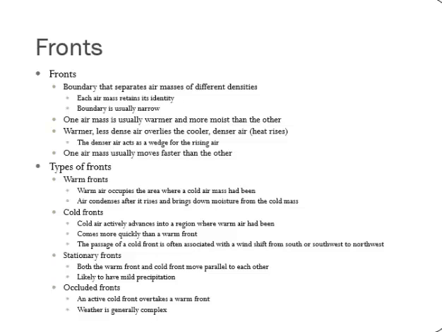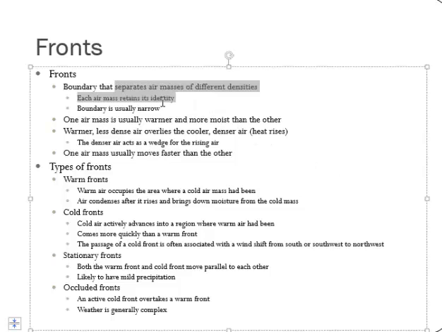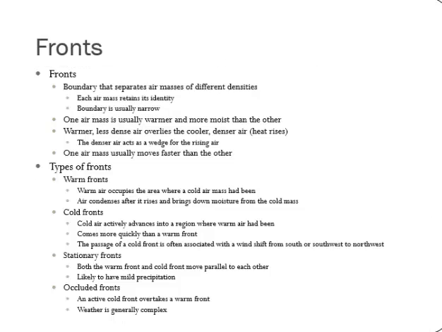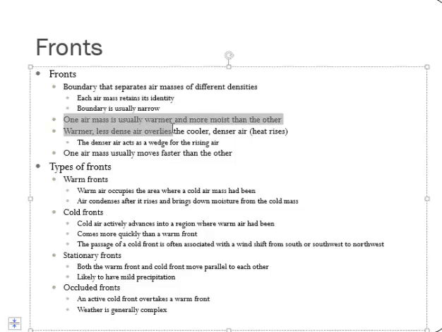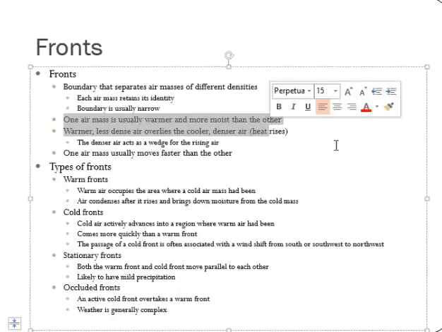Next, we are going to look at fronts. Fronts are really just the borders between air masses. You have a cold air mass and a warm air mass, a continental air mass and a tropical air mass, and they're next to each other, and the leading edge of an air mass is called a front. A front is a boundary that separates air masses of different densities. Obviously, colder air masses tend to be more dense than warmer air masses, so one air mass is usually warmer or more moist than the other.